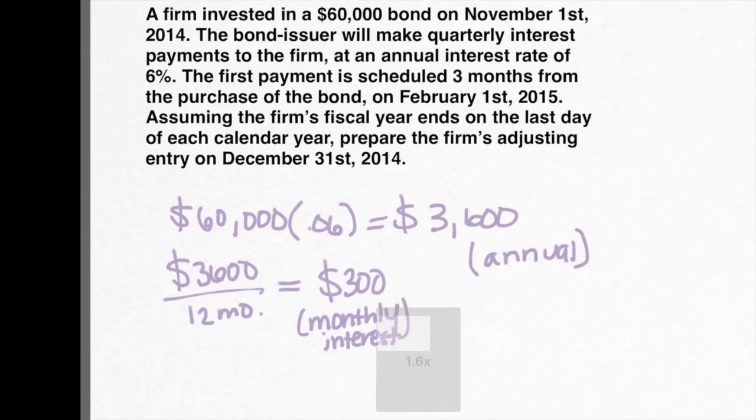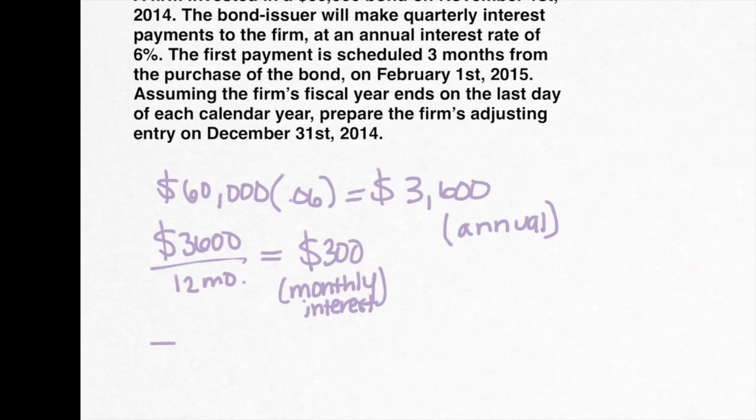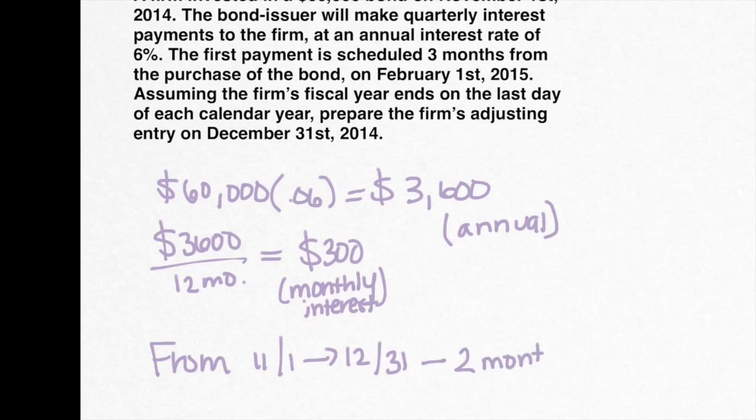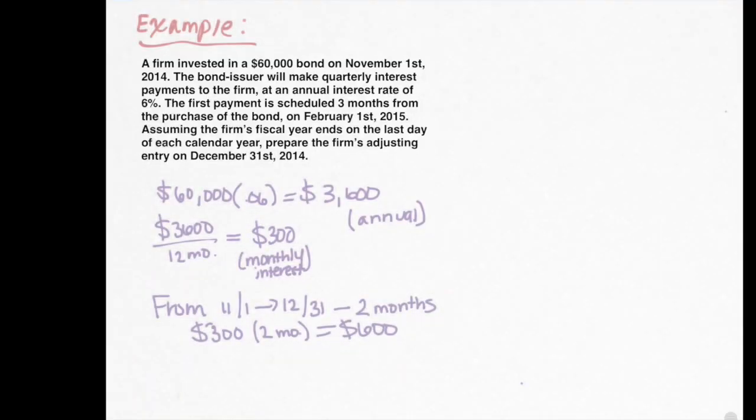How many months have gone by? 1 month past November 1st is December 1st, but remember, December 31st is basically 1 whole month from December 1st, so we count that as an additional month, giving us a total of 2 months from the date of the purchase to the date the adjusting entry is being made. Thus, I will take the $300 monthly interest amount and multiply it by 2, equaling $600. This means that from the purchase of the bond to December 31st of the same year, the firm has earned $600 in interest revenue, yet they have not received it.